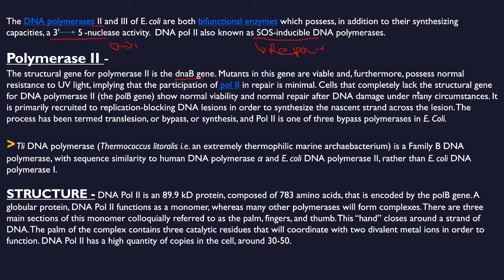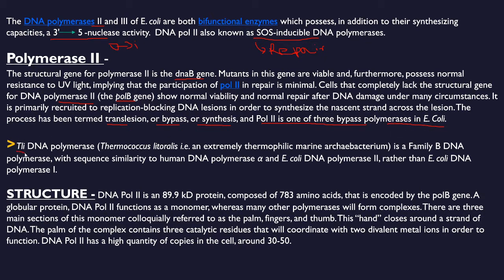Cells that completely lack the structural gene for DNA polymerase 2, that is the DNA pol B gene, show normal viability and normal repair after DNA damage under any circumstances. It is primarily required at replication-blocking DNA lesions in order to synthesize the nascent strand across the lesion. The process has been termed translesion or bypass synthesis. Pol 2 is one of the three bypass polymerases in E. coli.